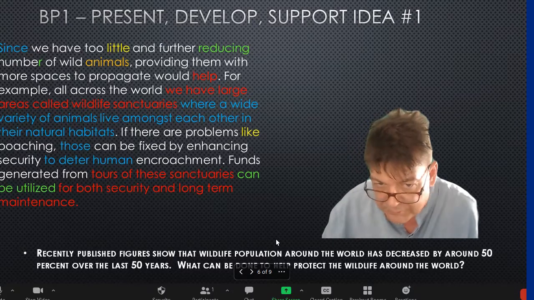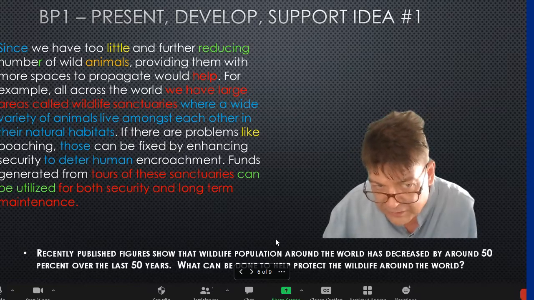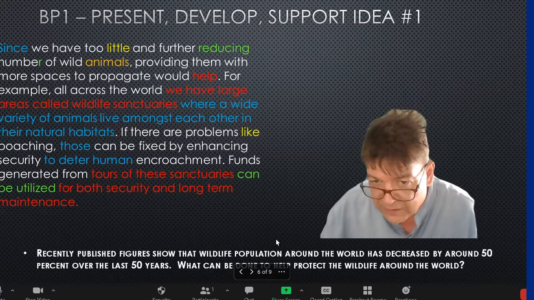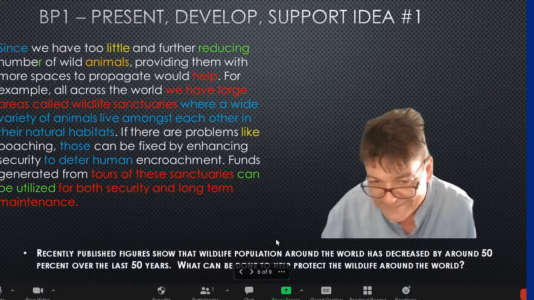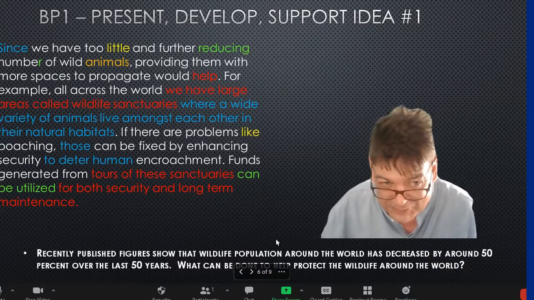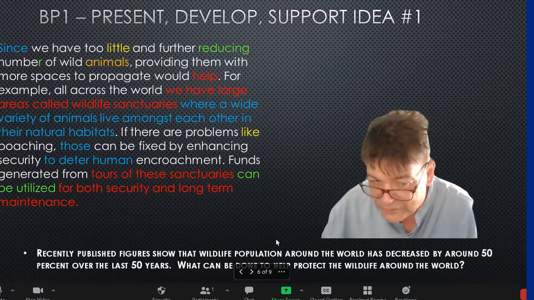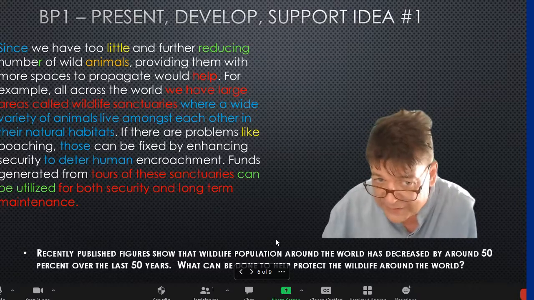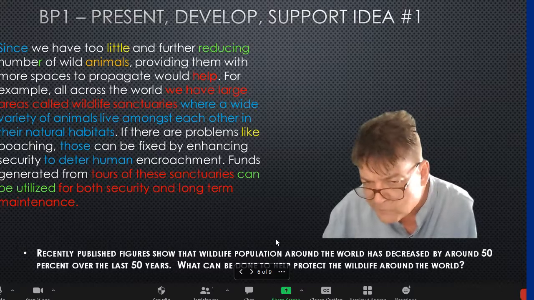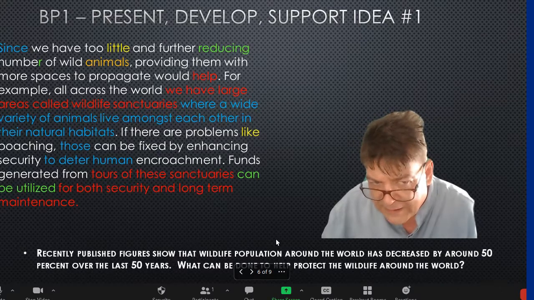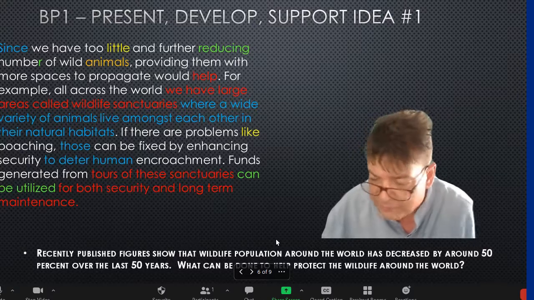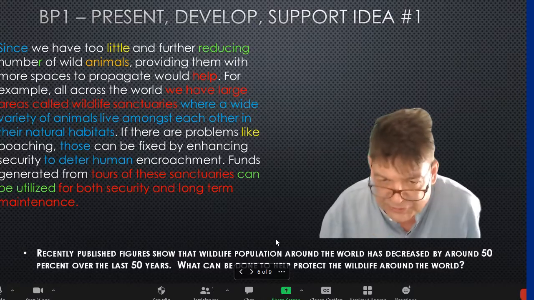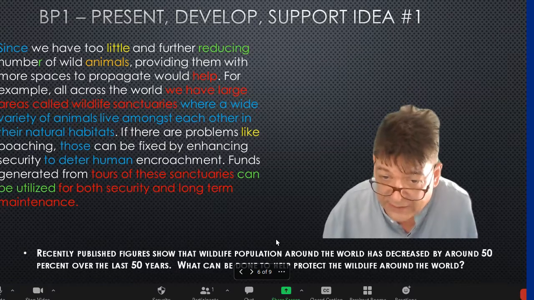Sure, this is where the first conditional appears. "If there are problems, such as..." "Like" is a bit too informal. "Such as poaching." Now, what's poaching? We know what wildlife sanctuaries are, but what's poaching? "These can be fixed." I'm not being asked to fix. "By enhancing security to deter human encroachment." Well, that's what security does. It's not there to keep the animals in.